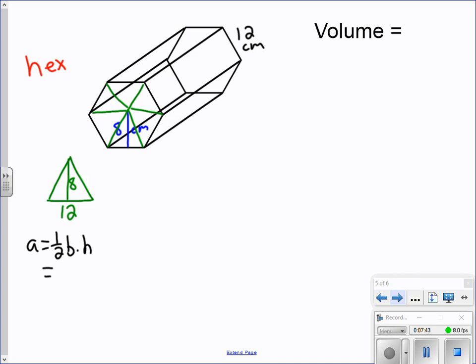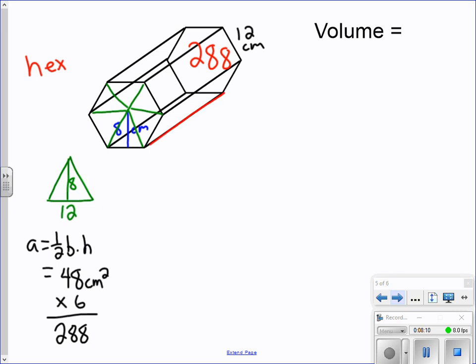So that is going to be basically 6 times 8. Our area is 48 centimeters squared for each of these 6 triangles. So I'm going to times that by 6. And 48 times 6 is 288 would be the area of that hexagon. And then I simply would have to times it by the length.